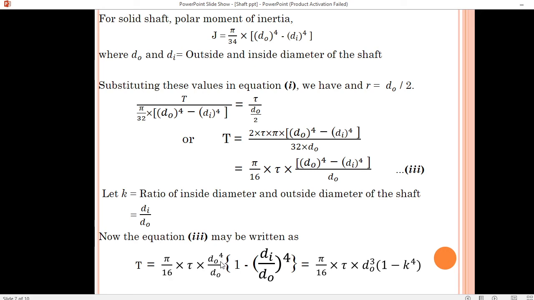Next, if we take d to the power 4 as common, we get 1 minus di by d0 to the power 4, with d to the power 4 taken common. The d0 and d to the power 4 get cancelled, so we get d cube. Finally we get pi by 16 tau d cube, and this di by d0 is equal to k. So 1 minus k to the power 4.